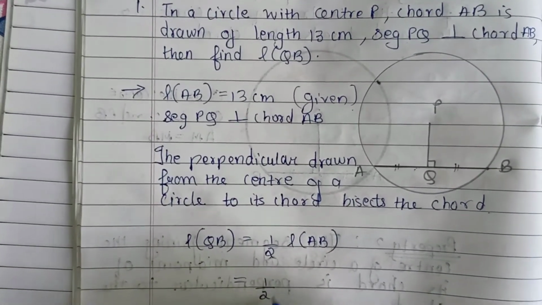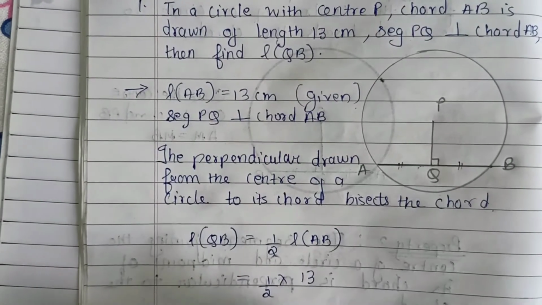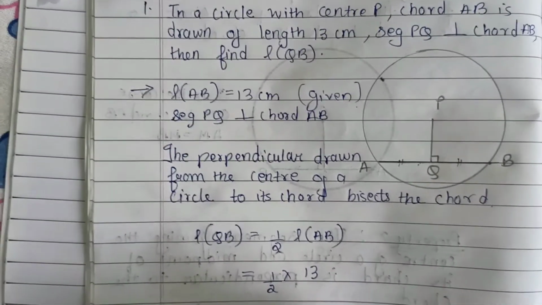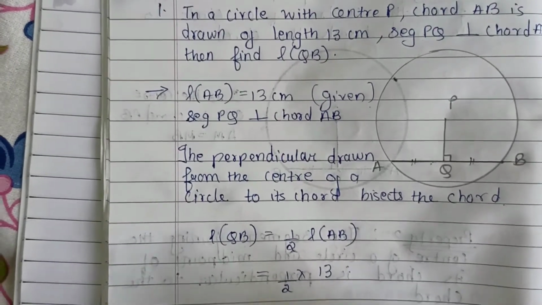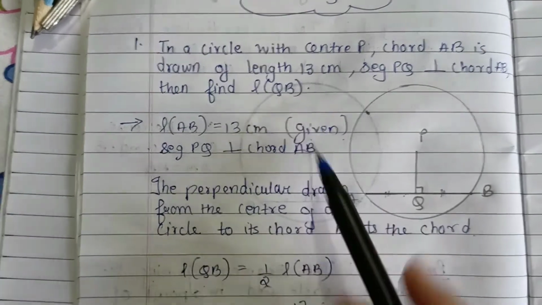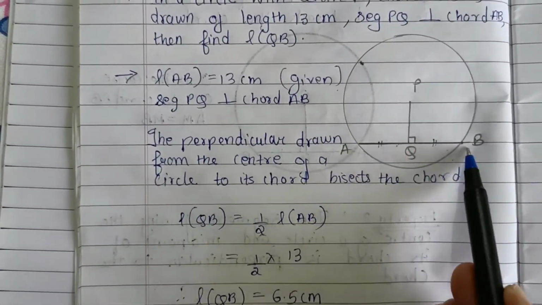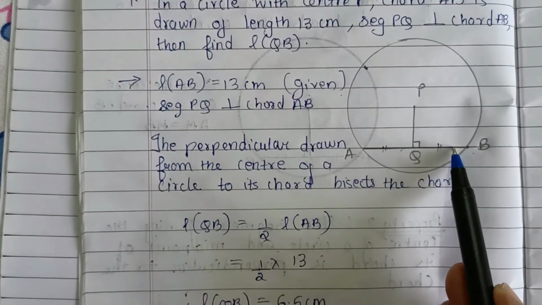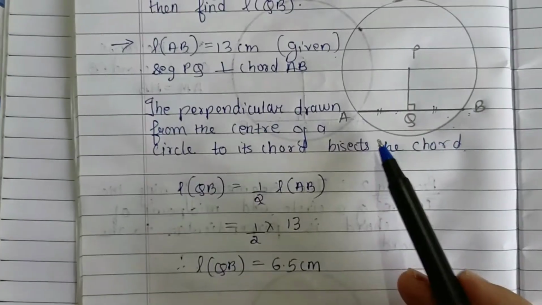So that means half of 30. So therefore length QB will be 6.5 centimeter. That means we have got the answer. Find the length of QB. So therefore QB, that is this length, will be half of the chord AB. If AB is 13 centimeter, then length QB will be half of this, that is 6.5 centimeter.